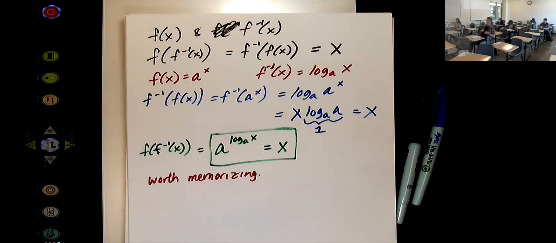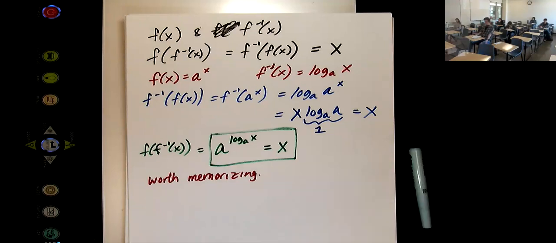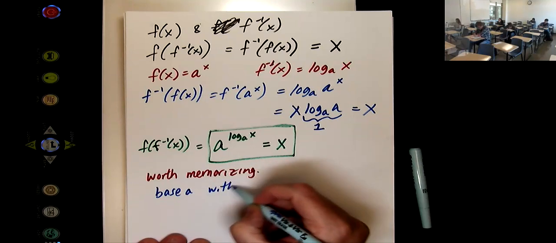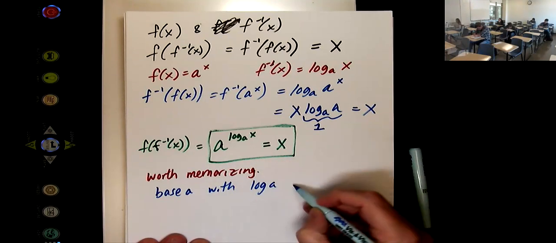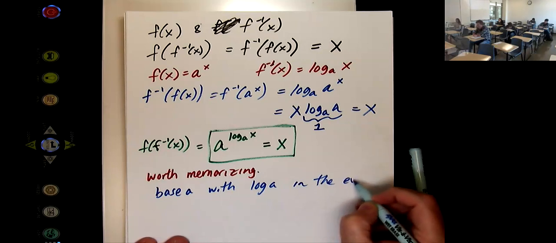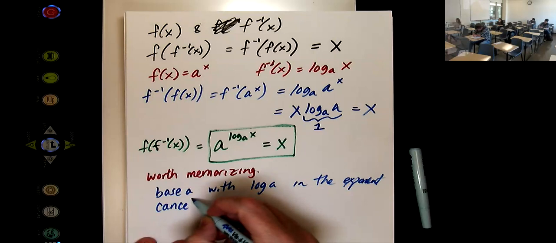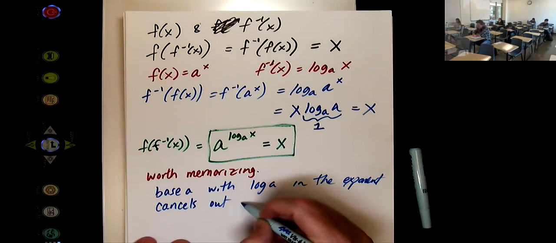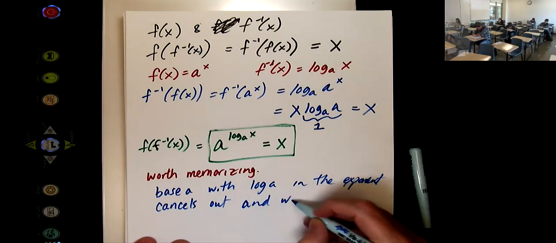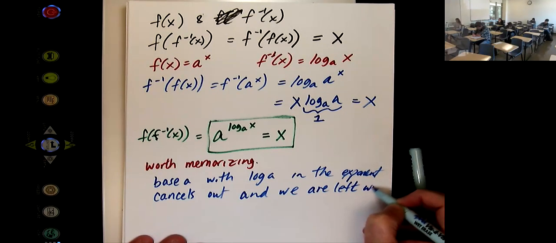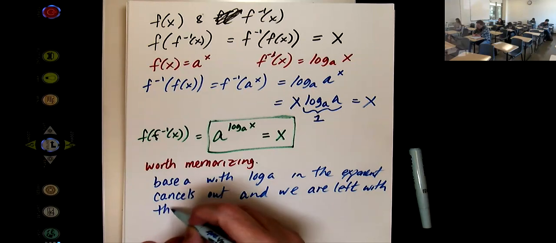So if you have log base a and it's in the exponent, they kind of just cancel each other out. That's the way I remember it. Base a with log a in the exponent cancels out, and we're just left with the argument of the log.